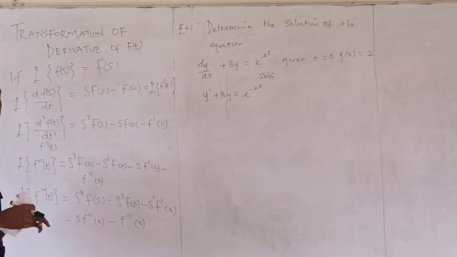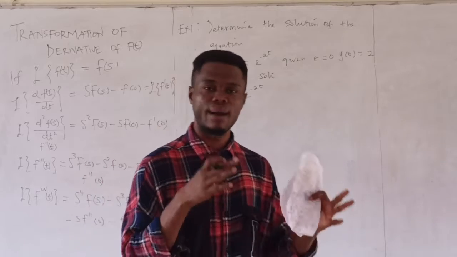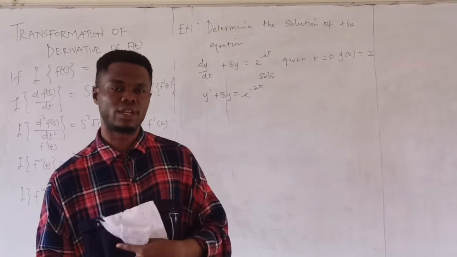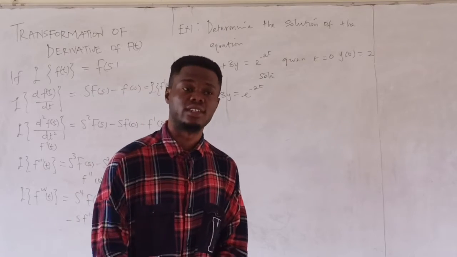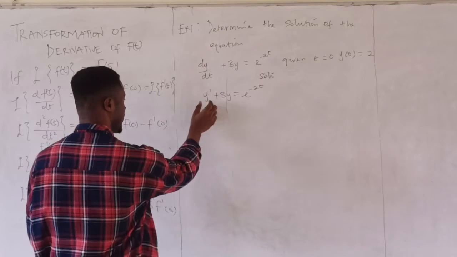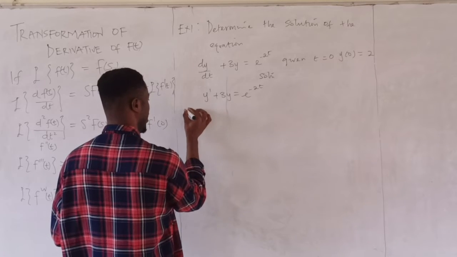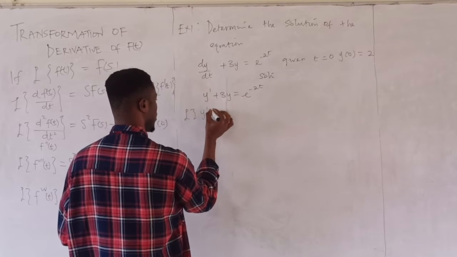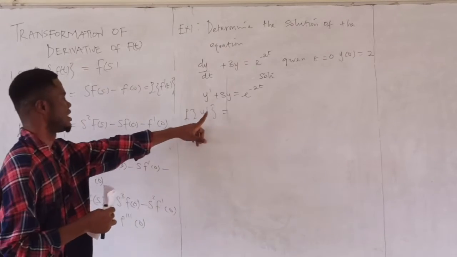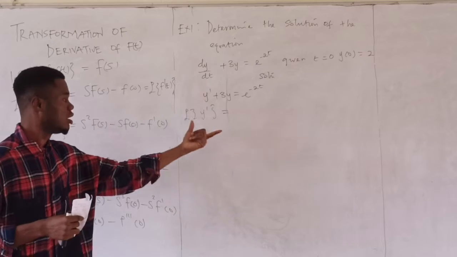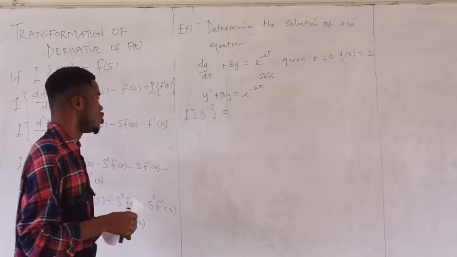Let's continue. The next step is to find the Laplace of both sides, that means the Laplace of the left hand side and the Laplace of the right hand side. We are going to find the Laplace of each of these functions. The Laplace of y prime: let's do a comparison. y prime is like saying f prime of t, they are just the same.